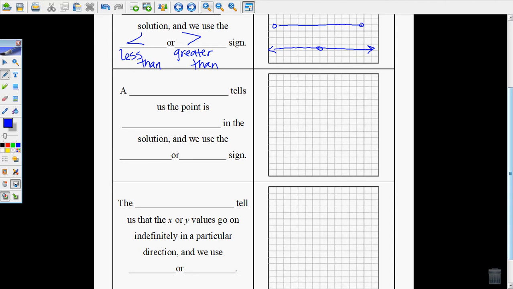Alright, here we go. So, if we just talked about an open circle, what do you think we're talking about now? A closed circle. So a closed circle tells us the point is, if open is not included, closed is included.